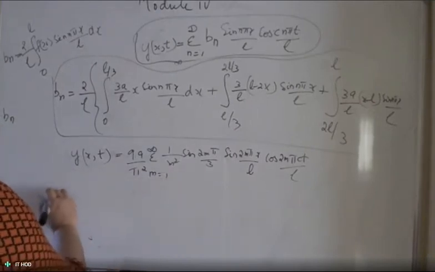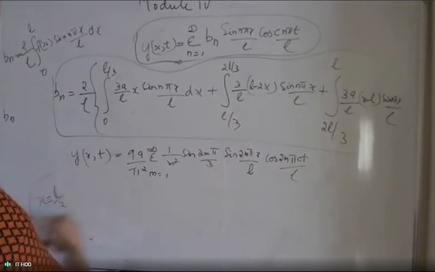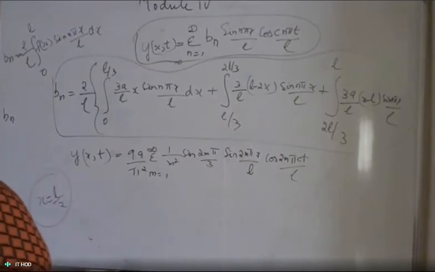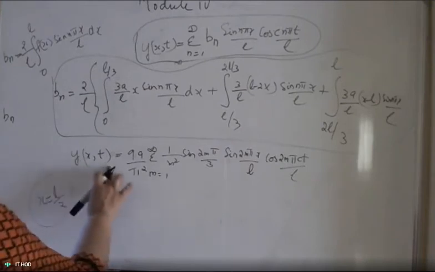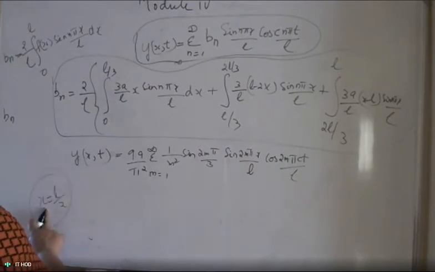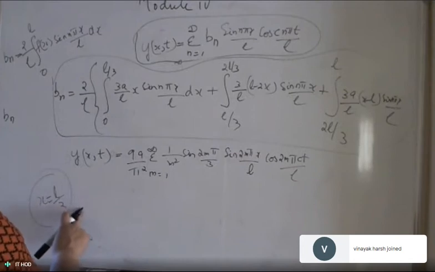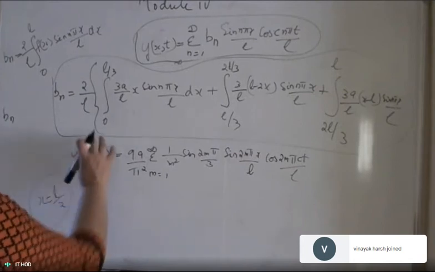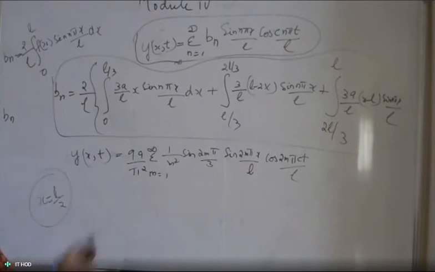When x is equal to L by 2, in the middle point, you have to show that the string is always at rest. That means you have to show that y(x,t) is equal to 0 at x is equal to L by 2. Then we can say that the string remains at rest. The string is in the resting position.